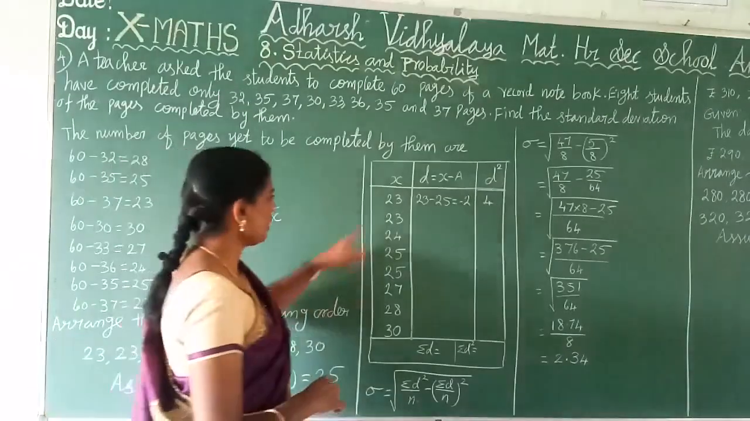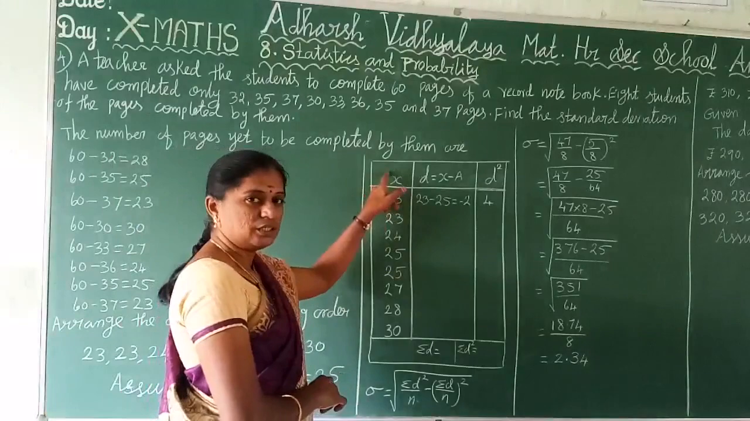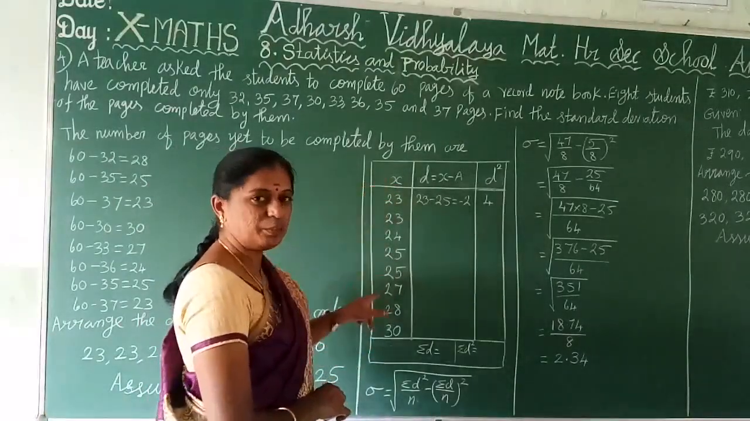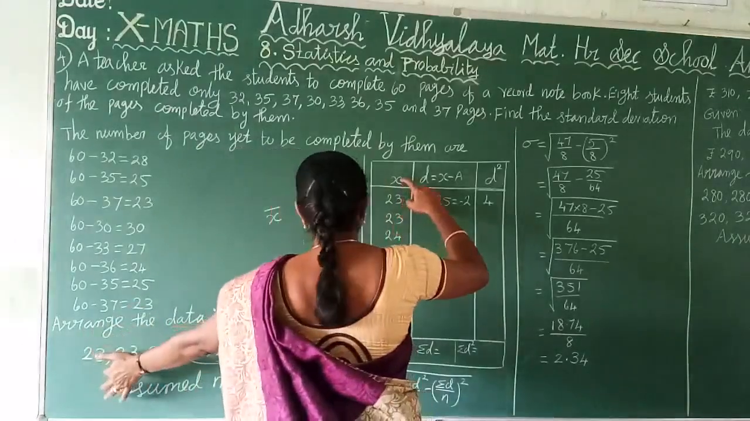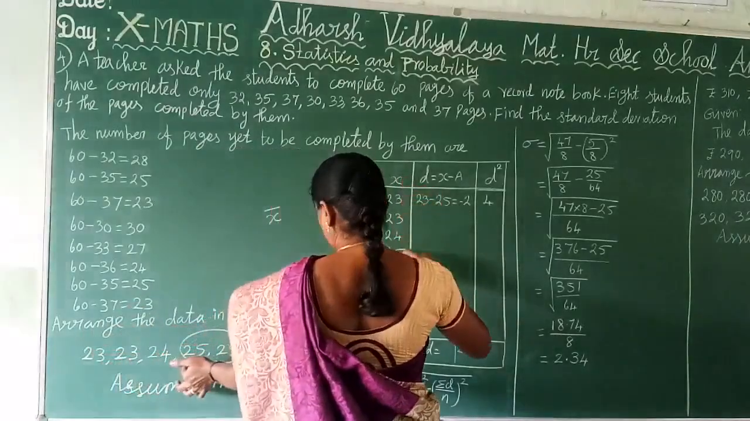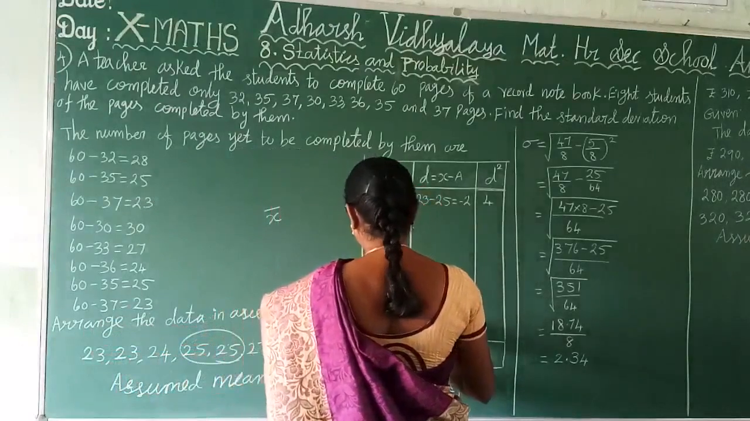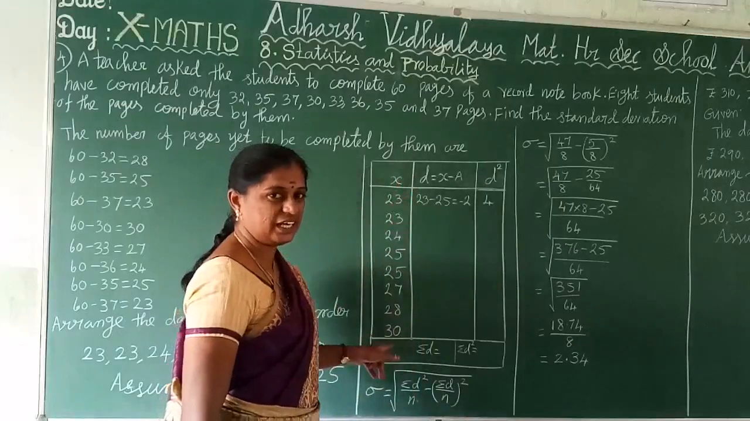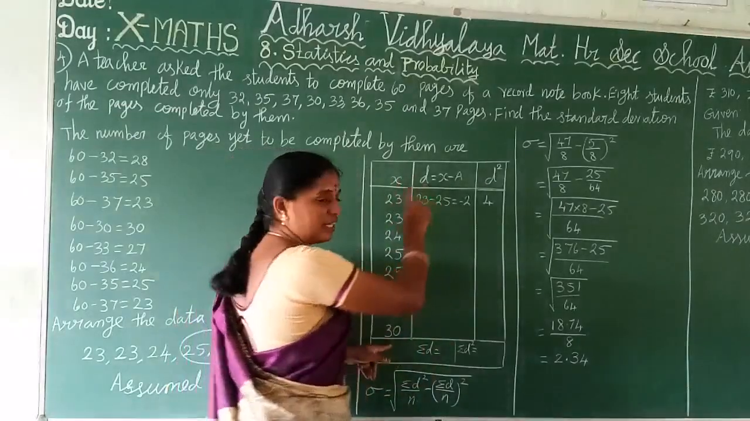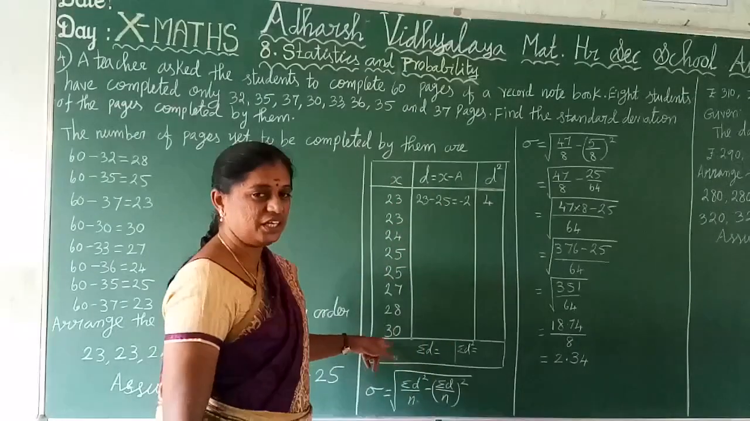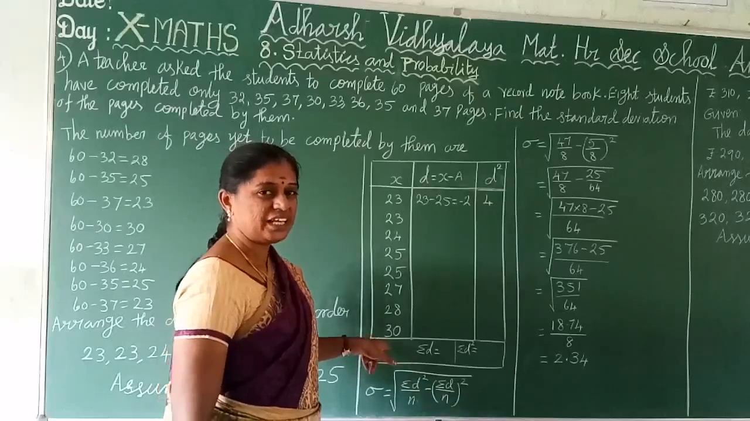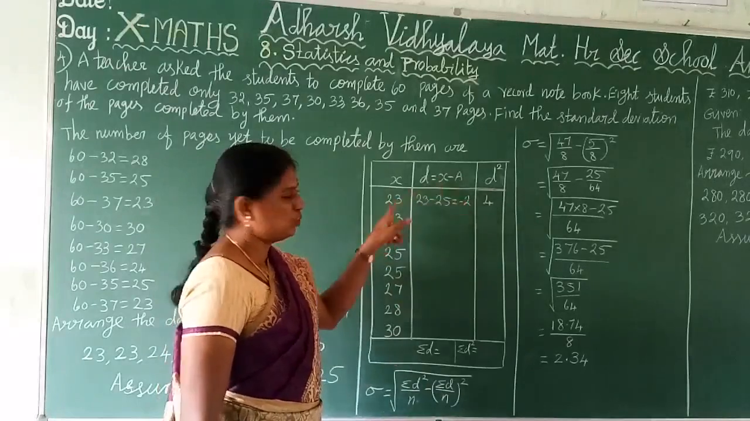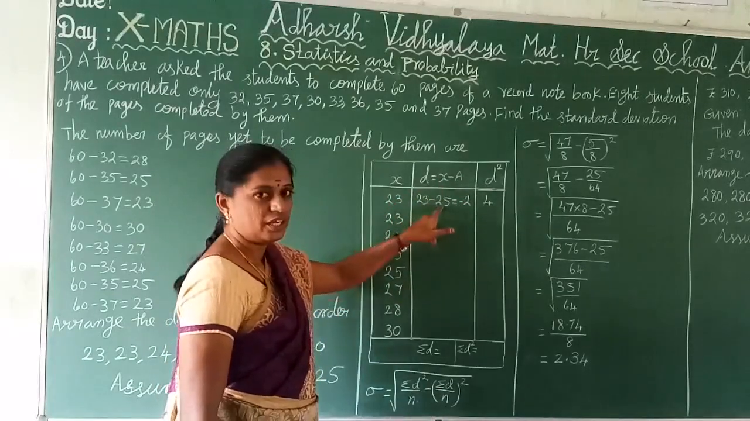Clear? Next, the tabular column. First column is x. You write the data 23, 23, 24, 25, 25, 27, 28, 30, arranged in ascending order, in x. Clear? Next, the second column D, that is deviation. The deviation formula was already told: x minus A, where x is the data and A is the assumed mean. So for each data you find the deviation D.